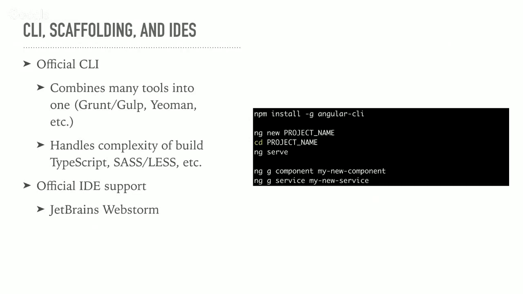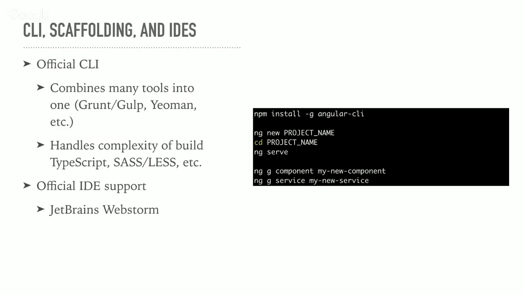And last but not least, in terms of cool things in Angular 2, there is now an official command line interface for Angular 2. So traditionally, when you're starting off a project, you're pulling in tools such as Grunt and Gulp to do your build automation, and you're pulling in something like Yeoman to do your scaffolding and setting up your project.